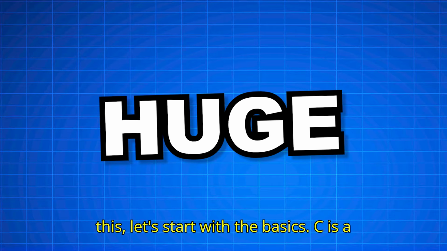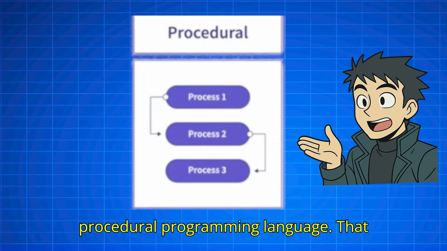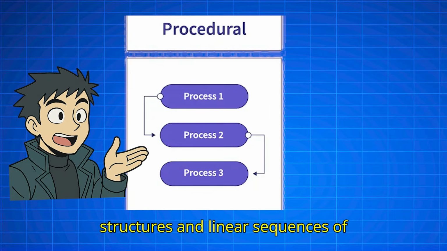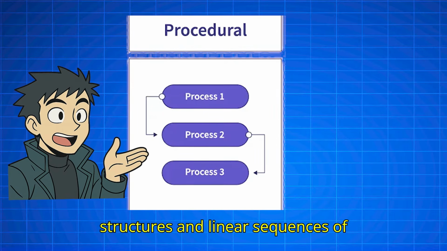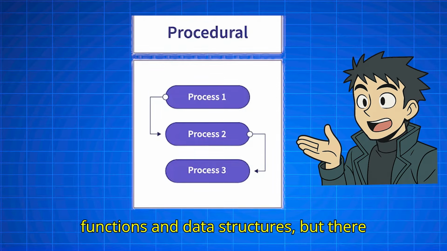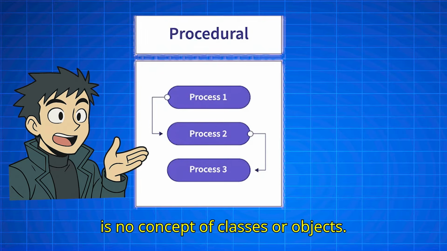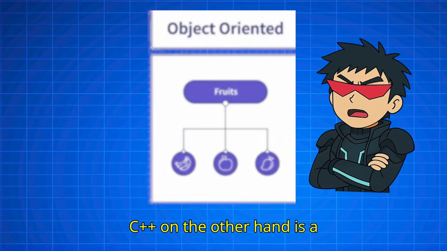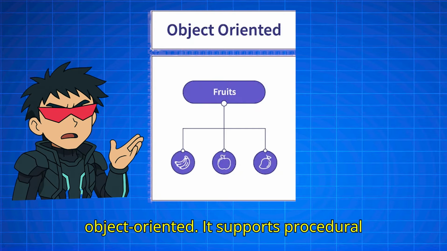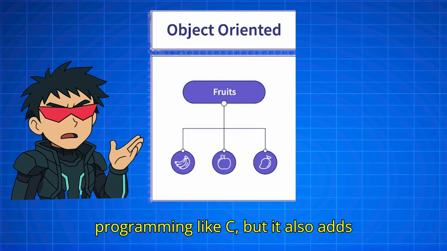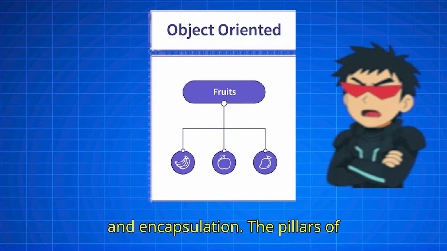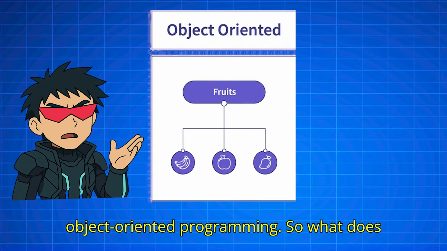To understand this, let's start with the basics. C is a procedural programming language. That means it's all about functions, control structures, and linear sequences of instructions. Code is organized into functions and data structures, but there is no concept of classes or objects. C++, on the other hand, is a multi-paradigm language, but primarily object-oriented. It supports procedural programming like C, but it also adds classes, inheritance, polymorphism, and encapsulation, the pillars of object-oriented programming.